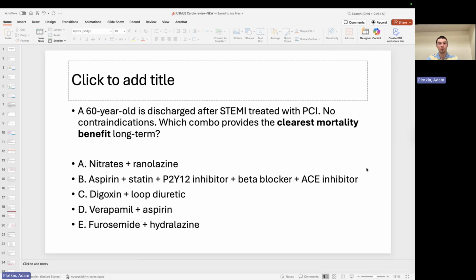All right, we have a 60-year-old who's discharged after STEMI, treated with a percutaneous coronary intervention. There are no contraindications. Which combo provides the clearest mortality benefit long term? So A through E, pause your screen and think about it.